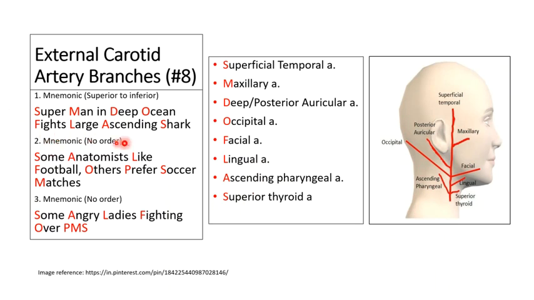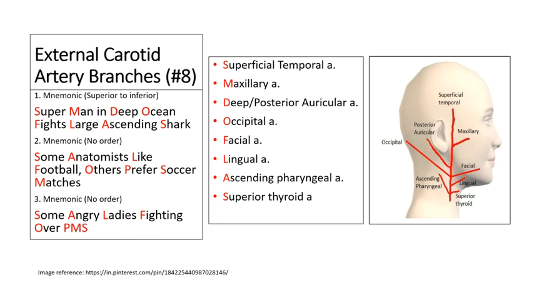One of them is "Superman in deep ocean fights large ascending shark." The second one is "Some inanimate mist like football, other prefer soccer matches." This mnemonic is actually used by many of the textbooks. And the third one is "Some angry lady is fighting over PMS."